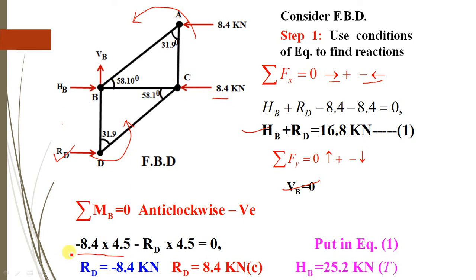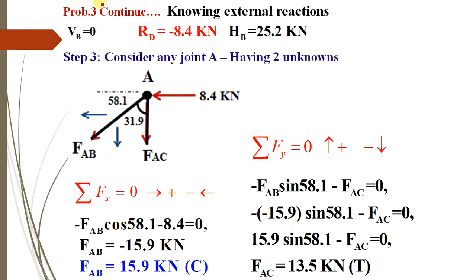So from that you will get the value of RD. So RD is minus 8.4 kilonewton. So it indicates that this RD is not in this direction. So the sign of RD is in this direction. Okay. So once RD is known, you will get HB, which is 25.2. So the assumed direction is correct. So the direction is towards right. HB is known to us. Now, continuation of the same problem.